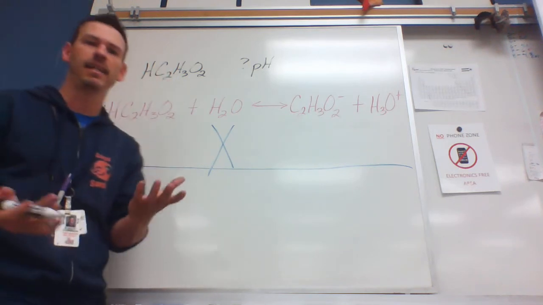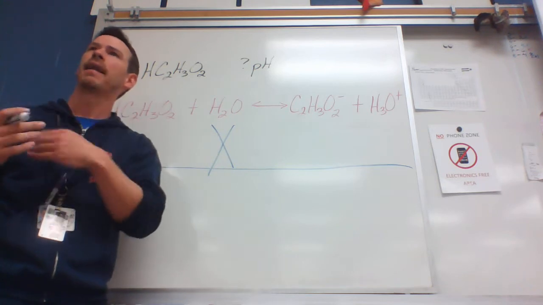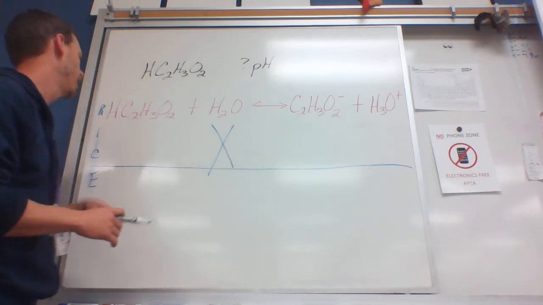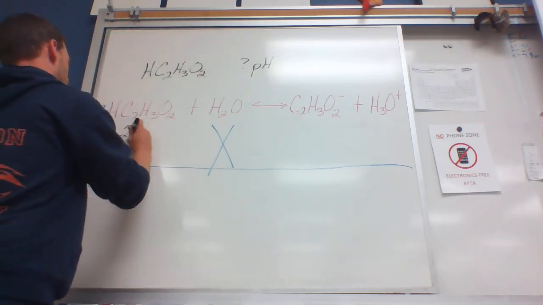Again, and just to say it again, anytime you're asked to find the pH of a weak acid, you always added it to water in a rice table. All right, that was always the step. So I have an initial concentration here of 2 molar.